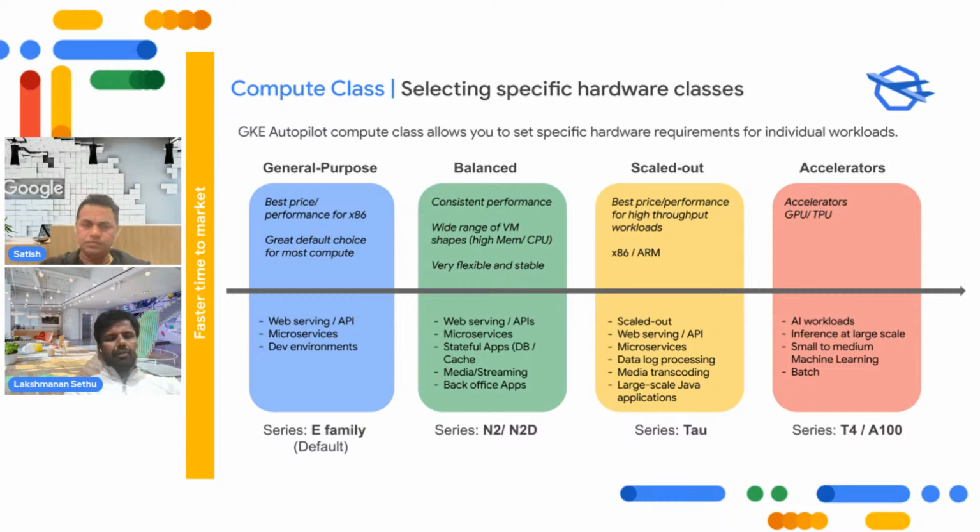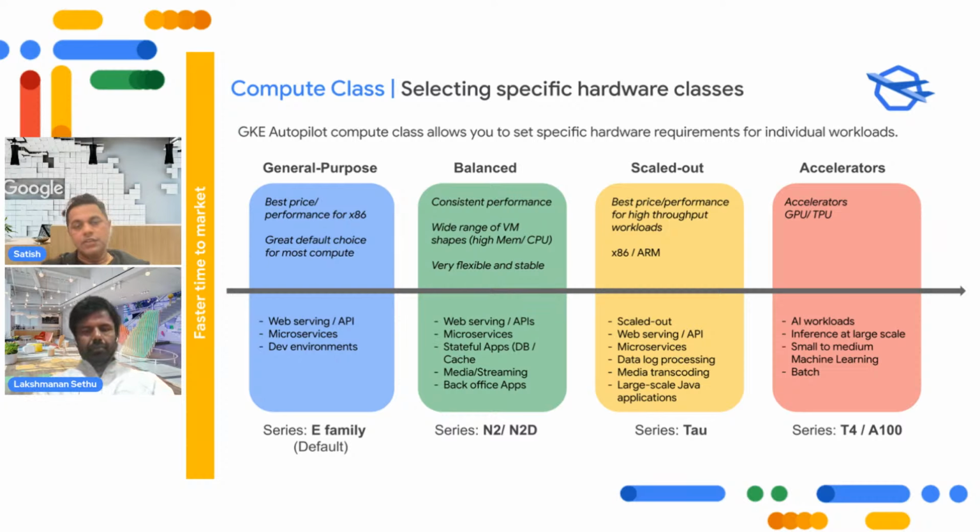You can configure what kind of compute class with GKE Autopilot. We have some guidelines for sure. If you have a general purpose workload, then one kind of compute class will make more sense. If your requirement is more balanced, then another will make more sense. There are also scale-out and accelerators, all the way to AI workloads. If you're running AI workloads, you can also configure GPUs.